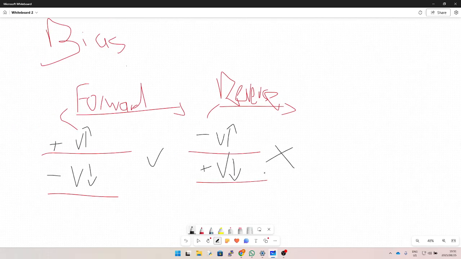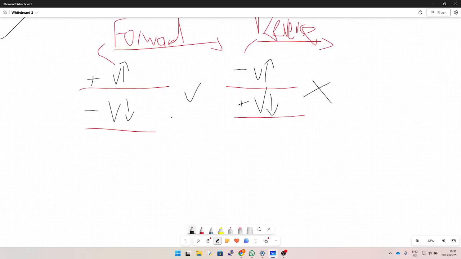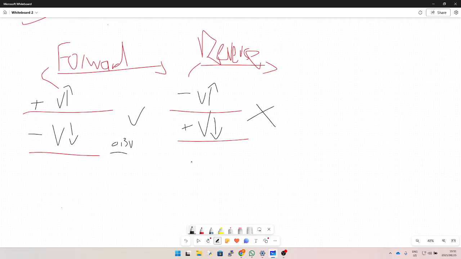Yes, right. Key thing to note: because of the materials used in a diode, you do have a small voltage drop of 0.3 volts. It is there in your forward bias. But obviously I'm giving you summaries.